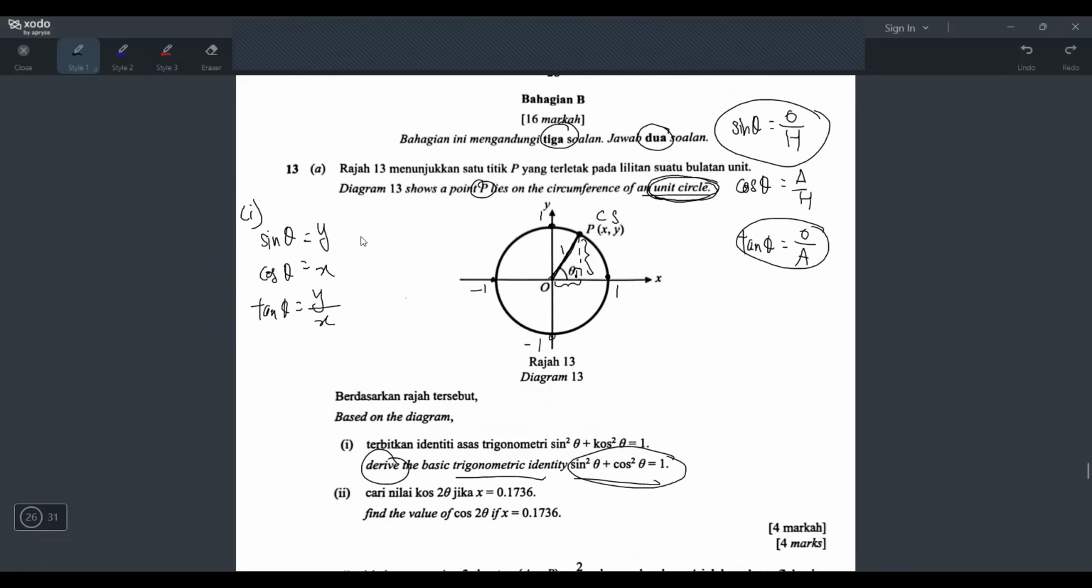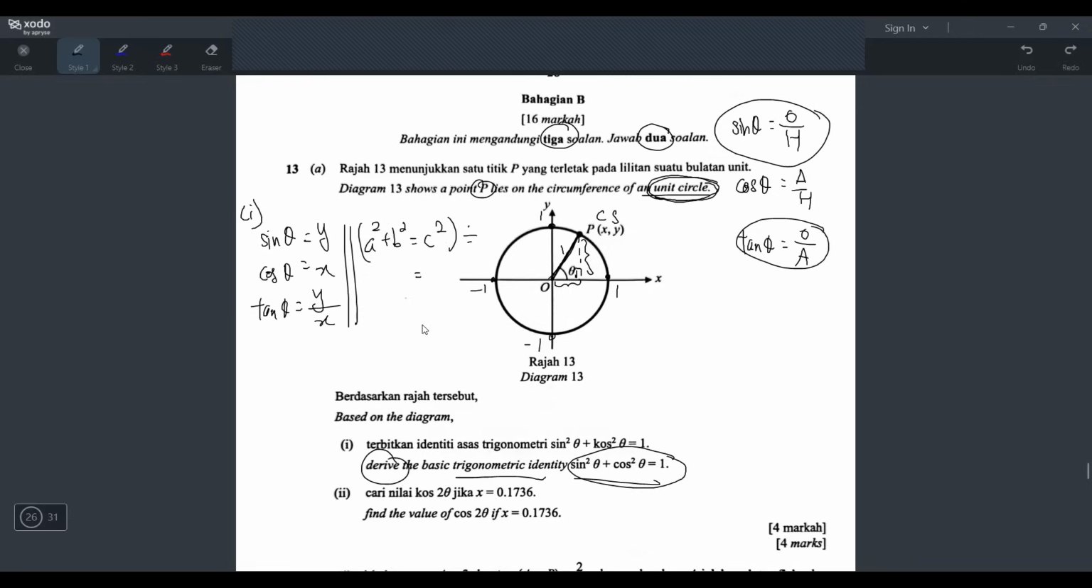So, the Pythagoras theorem looks like this: a square plus b square equals c square, right? This is the Pythagoras theorem. What I will do now is take this whole equation and divide by c square, and the reason is because I want to change this into 1. Okay, I want to change this into 1, right?